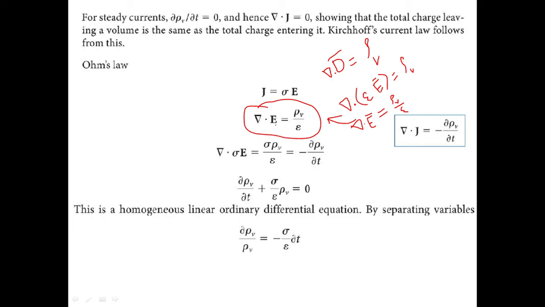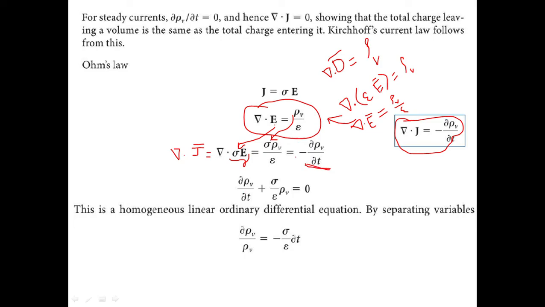Now, what is E vector? Multiplying sigma on both the sides, we get sigma into rho v by epsilon. Now, this sigma into E is nothing but J vector, so this is nothing but divergence of J vector. Divergence of J vector is equal to this equation. And from the previous equation, divergence of J vector is nothing but minus dou rho v by dou t. So that is written here.